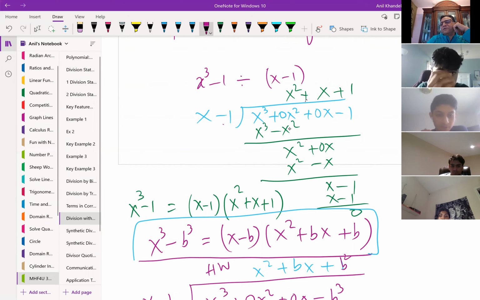Right? The division was perfect, correct? This 1 or 1 square is the same thing, right? 1 square is 1, right? Yeah. Right. So that is how we do the long division.